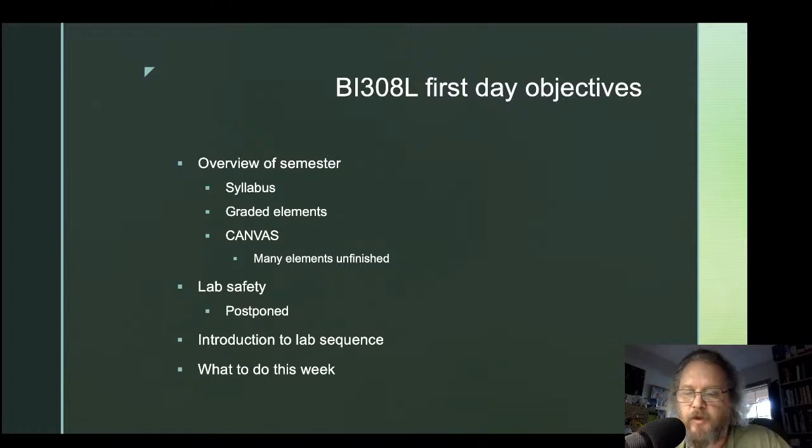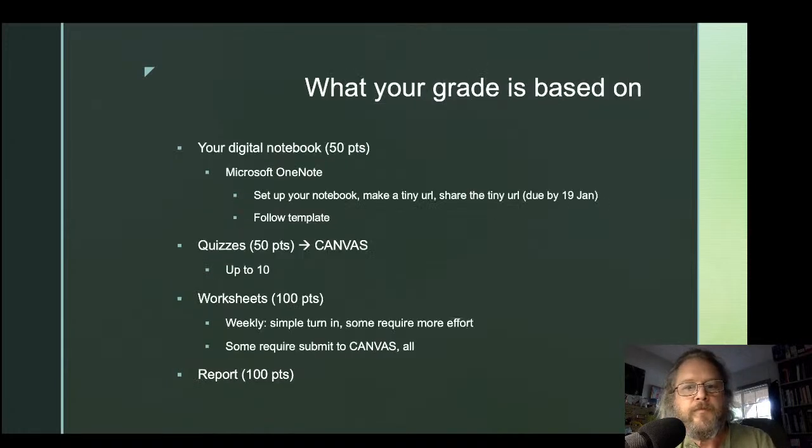All right? And so what we will talk about here is just getting you started. So we're going to introduce you to the lab sequence, and I'm going to give you a quick rundown of the things I've got planned for us. And then we'll conclude with what I want you to do this week, and we'll move on with our day. So the Canvas site has a completed syllabus, so go ahead and take a look at that.